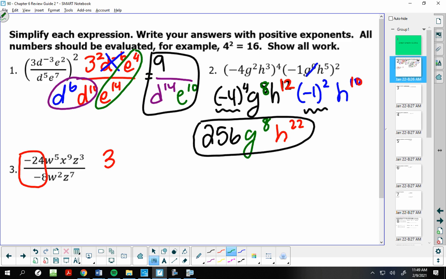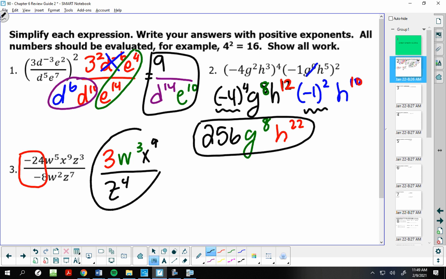Now, we have 5 w's in the top and 2 in the bottom, so 5 minus 2 means there's 3 left over in the top. Then we have x to the 9th power. There are 7 z's in the bottom and 3 in the top, so 7 minus 3 means there are 4 z's left over in the bottom.